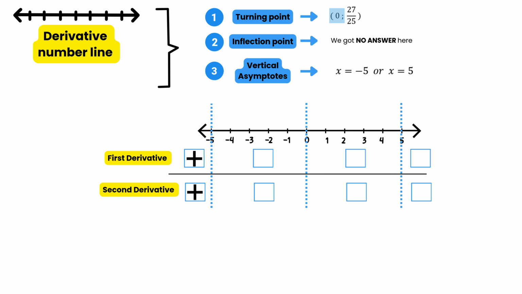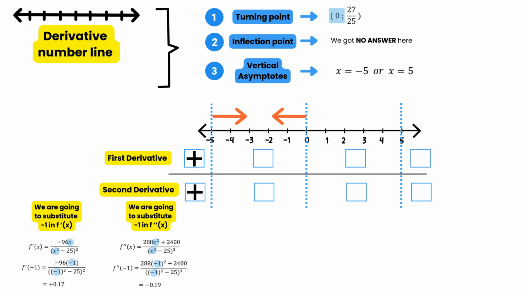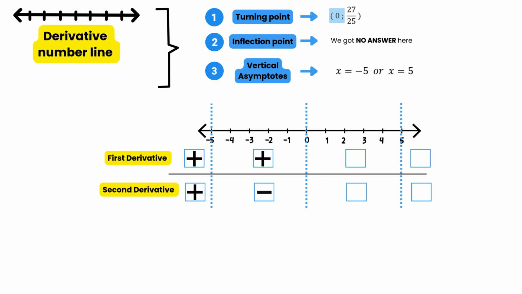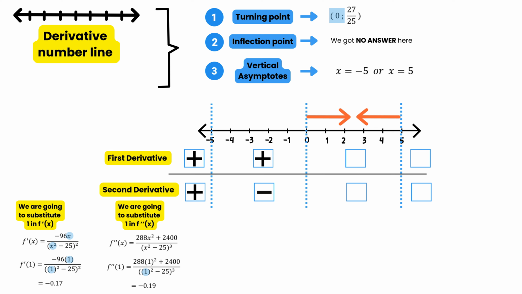Next, we choose a value between -5 and 0. So let's go with x equal to -1. Again, we substitute it into both derivatives and record just the signs. Then for the interval between 0 and 5, we can use something like x equal to 1. Plug that into both derivatives and note the signs.